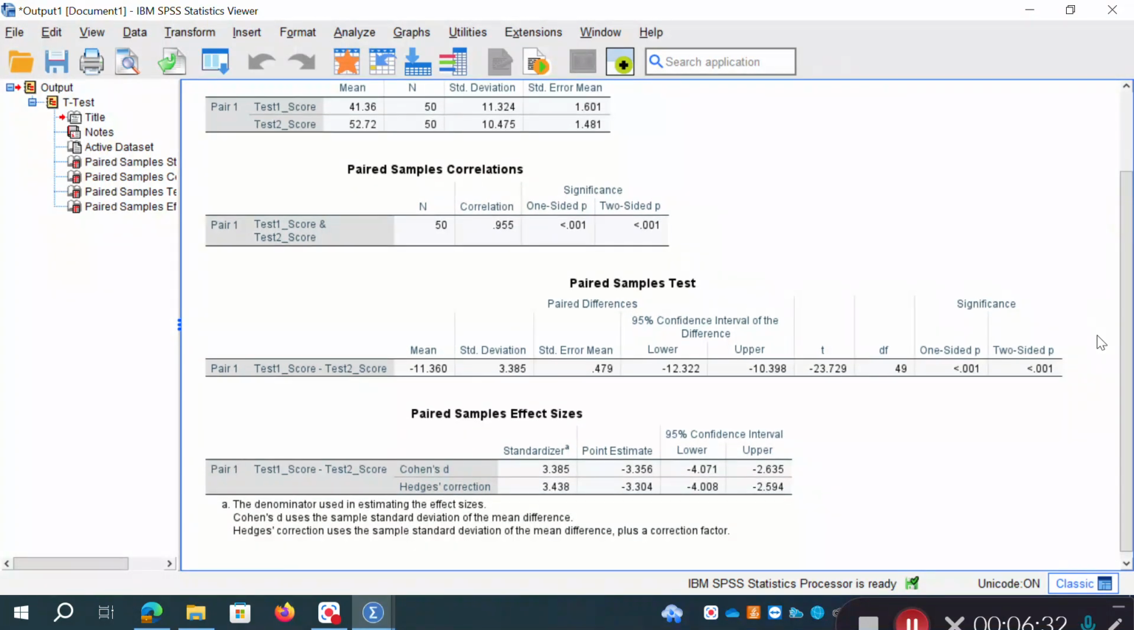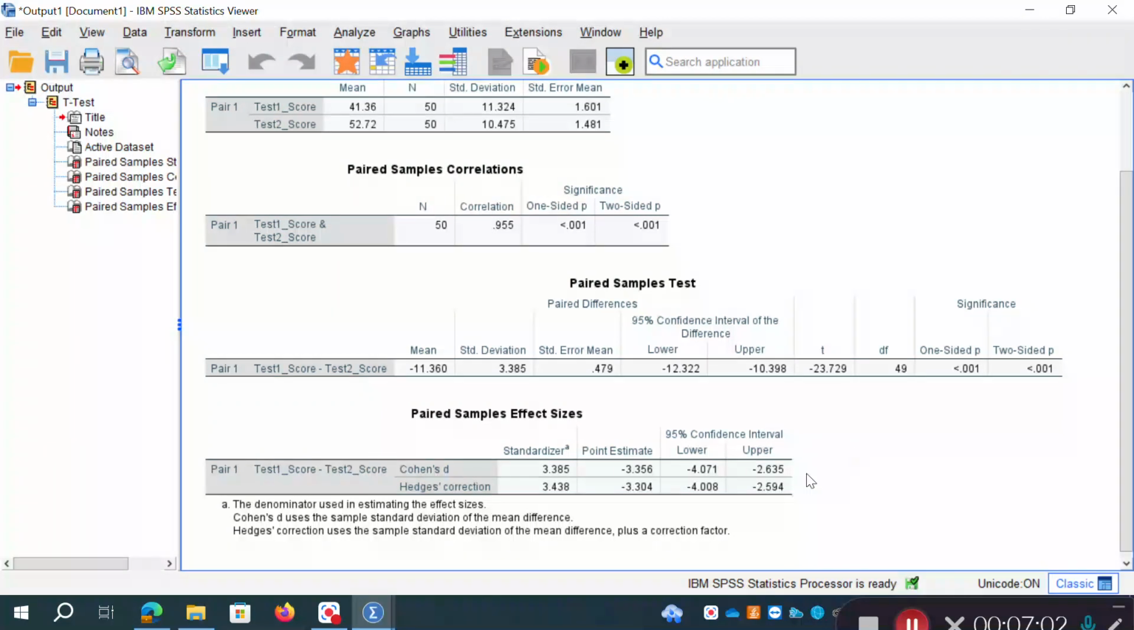Does that equate to practical significance? Well, to answer that, we can look at our measures of effect size, and we asked for some. It's given us a couple: Cohen's d and Hedges' correction. Cohen's d is the one we'll look at. The point estimate, on this occasion, is also negative: negative 3.356. The fact that it's negative is just a function of the larger group being subtracted from the smaller group, just as the t-value was calculated.